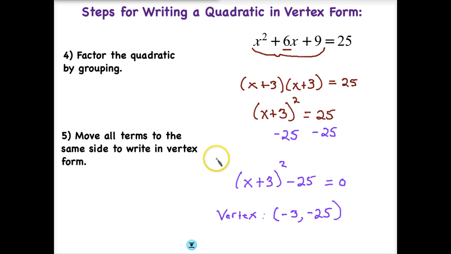So what you have learned today is how to write a quadratic as a perfect square, and then how to factor it using the shortcut, and then write it in vertex form and be able to pick out the vertex. And then in our next lesson, we'll take vertex form and we'll practice solving it to find our x-intercepts.